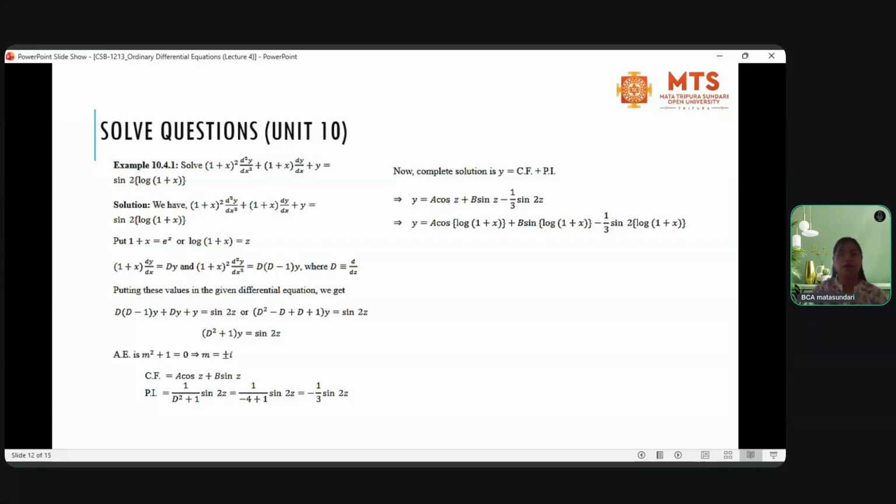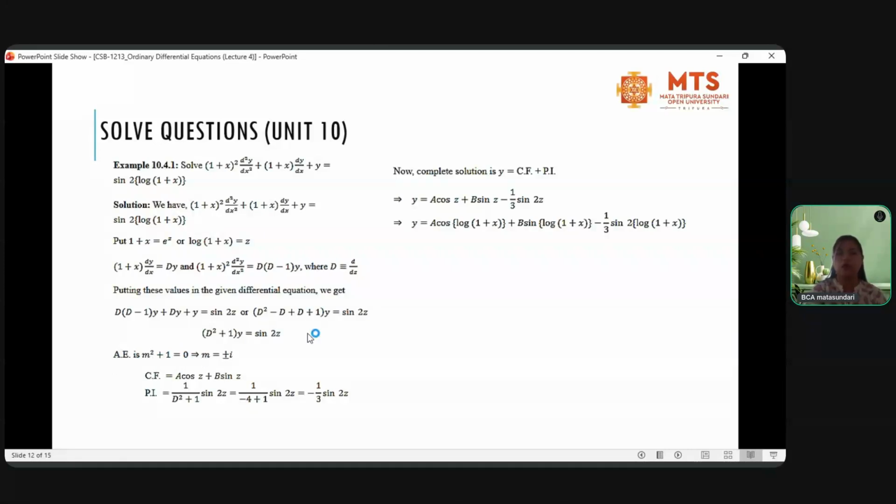So we have these equations, then we will substitute. We have substituted in the second line, and putting these values in the given differential equation we get (D square minus D) y plus Dy plus y equal to sine 2z, or (D square plus 1) y equal to sine 2z. This is how the equation will look. AE, the auxiliary equation, is m square plus 1 equal to 0.